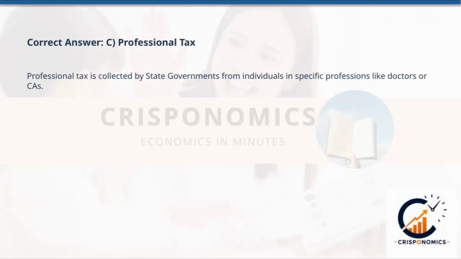Professional tax is a charge collected by state governments. It applies to individuals working in certain professions, like doctors, chartered accountants, and others. This tax is specific to these professions, making it different from other types of taxes. Understanding this helps us see how different layers of government raise revenue in targeted ways. In this case, professional tax is a clear example of that approach.